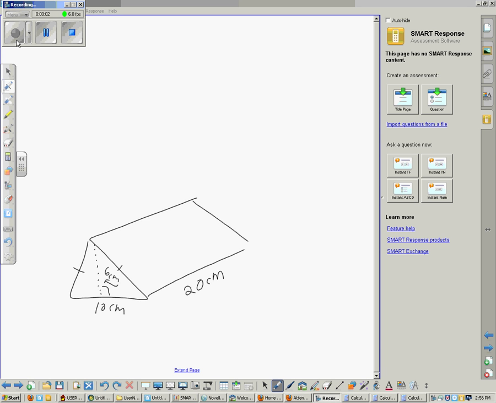Okay, welcome to the first question of the second sheet. This is actually sheet 3, and it's the surface area of a triangular prism. So for the surface area of a triangular prism, we have a whole bunch of faces.